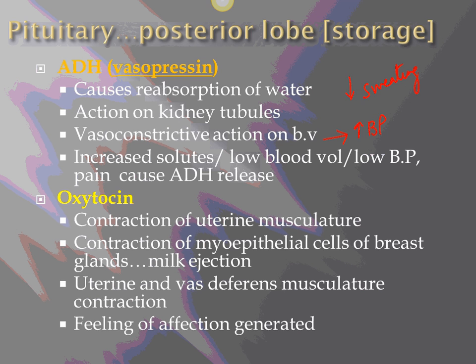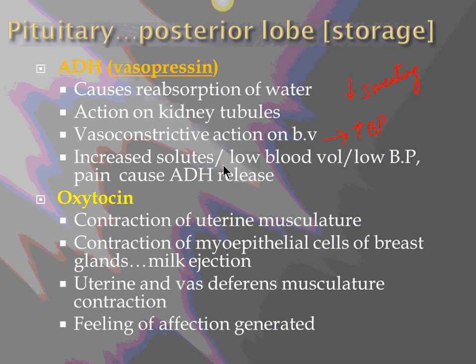So what is the stimulus for its release? Anything which removes fluid from the body, right? Then the body realizes, oh, I've got less fluid, so I need to now conserve whatever. So I need to produce less urine, okay? Anything which removes fluid from the body will in turn cause low blood volume and hence low blood pressure. So that's what is going to cause its release.